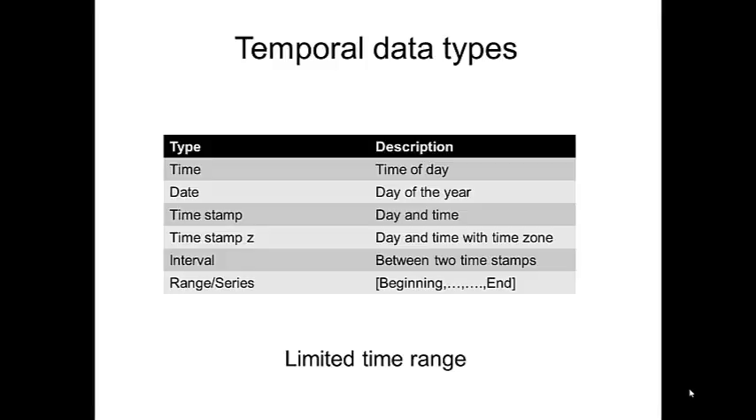One called date, the date of the year, timestamp, a day and a time, a timestamp Z, which is a day, a time, and a time zone. And we also have an interval data type, which I hadn't looked at in great detail, but the definition is between two timestamps. So you can have an interval data type as well, representing perhaps 50 years or something like that. And I suspect it may be any 50 years, or it may be the 50 years 1800 to 1850 or something like that.